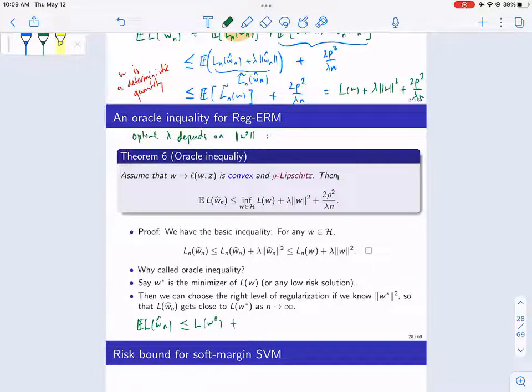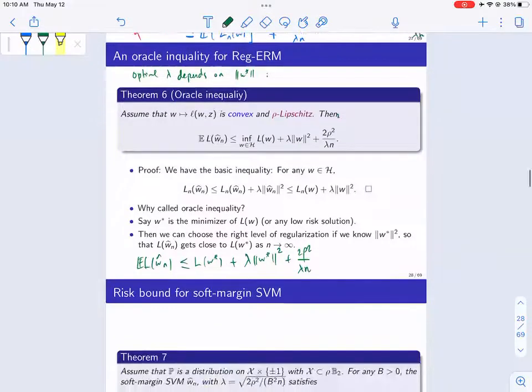Let's say W star is a small number. We can pick it to be the smallest possible. Then I would have this. So how should I choose lambda? I have a lambda that I can minimize over.